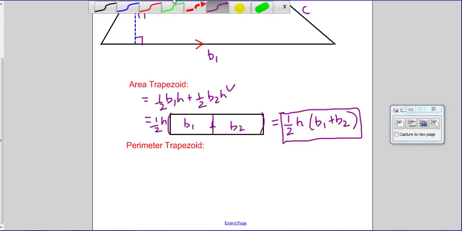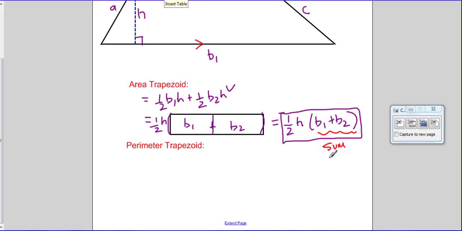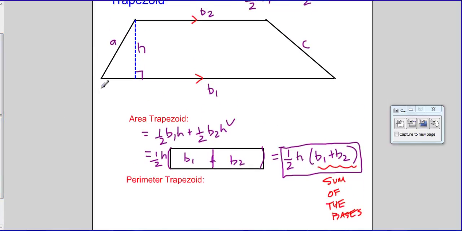So this is 1/2 the height. We say this is the sum of the bases. And the perimeter of a trapezoid, based on my diagram, is just the sum of the sides. So it's going to be a plus b sub 2 plus c, which is a length, plus b sub 1.